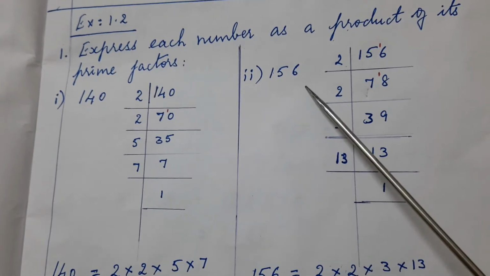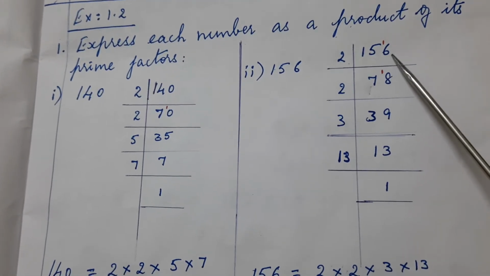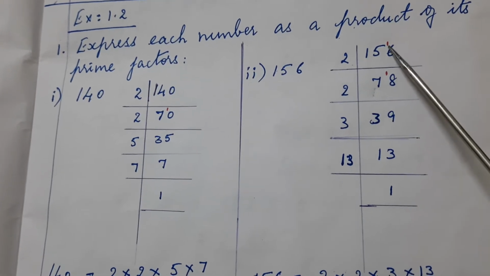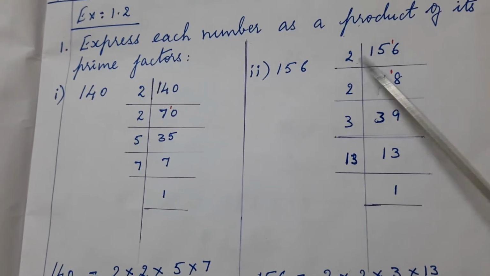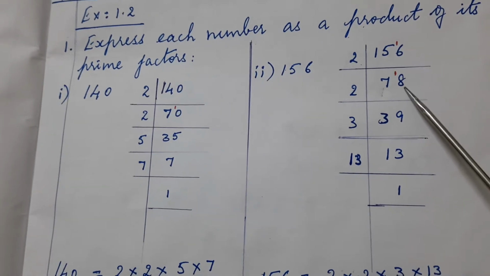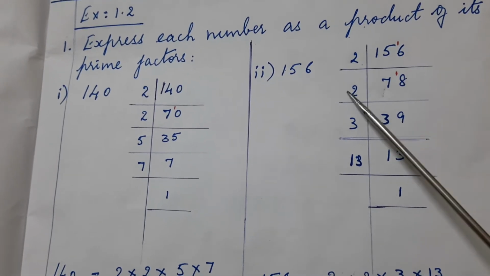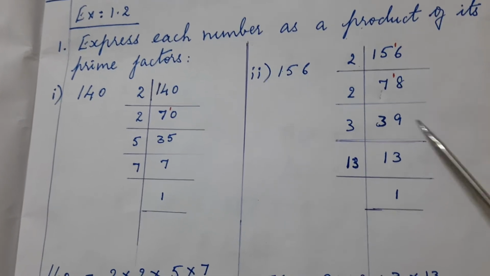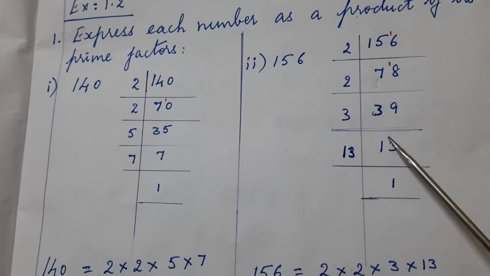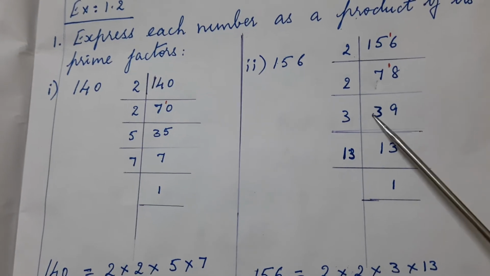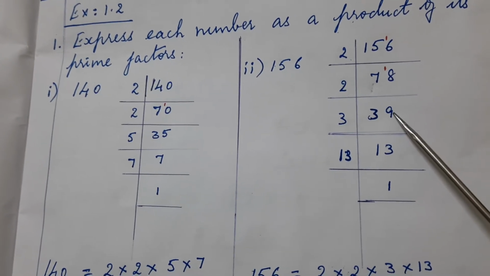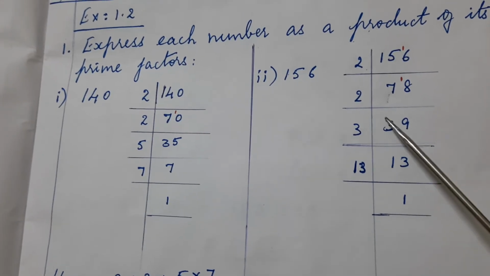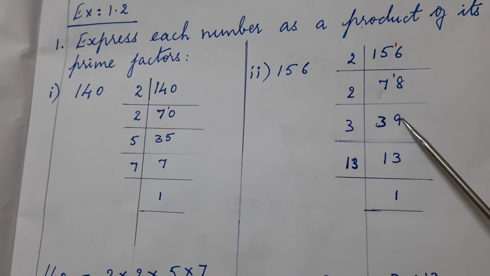Same way, 156. The ending number is an even number, so it is divisible by 2. 7 2s are 14. Carry over 1, 16. 8 2s are 16. Again it's an even number, so divide by 2. 3 2s are 6. Carry over 1, 18. 9 2s are 18. Again it is 9. See, 3 plus 9 is 12. 12 is divisible by 3, so I can divide by 3. 1 3s are 3. 3 3s are 9.